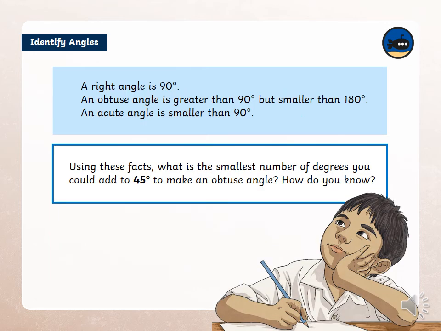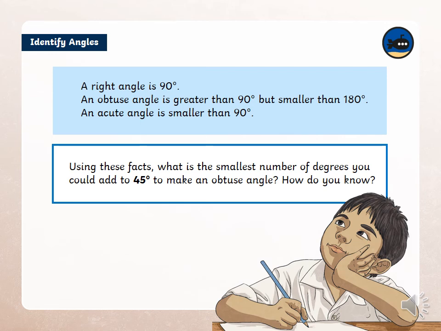Okay, a right angle is 90 degrees. An obtuse angle is greater than 90 degrees but smaller than 180 degrees. An acute angle is smaller than 90 degrees. Using these facts, what is the smallest number of degrees you could add to 45 to make an obtuse angle? How do you know? So pause the video and work out this question.